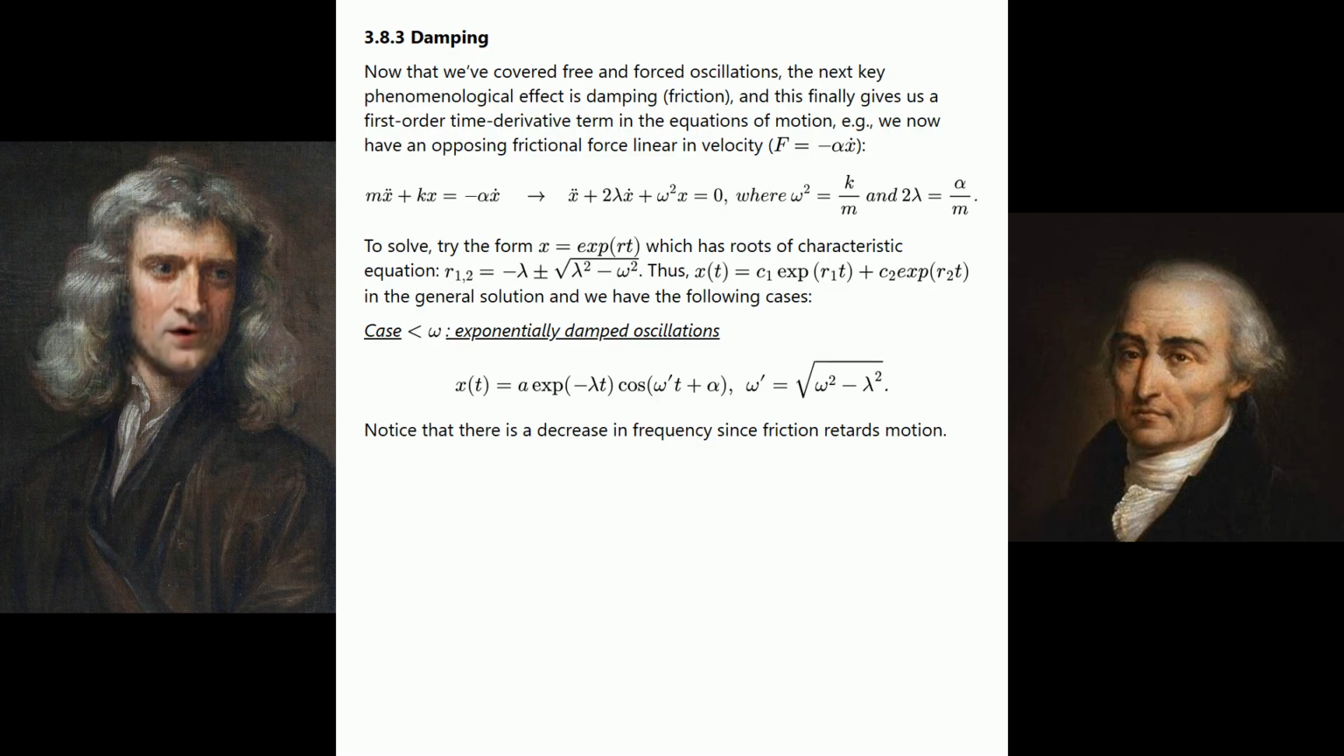To solve, try the form x equals exp of Rt, which has roots of the characteristic equation R sub 1,2 equals minus lambda plus or minus the square root of lambda squared minus omega squared. Thus x of t equals c sub 1 exp of R sub 1 t plus c sub 2 exp of R sub 2 t in the general solution, and we have the following cases. Case lambda less than omega, exponentially damped oscillations. See the equation shown. Notice that there is a decrease in frequency since friction retards motion.